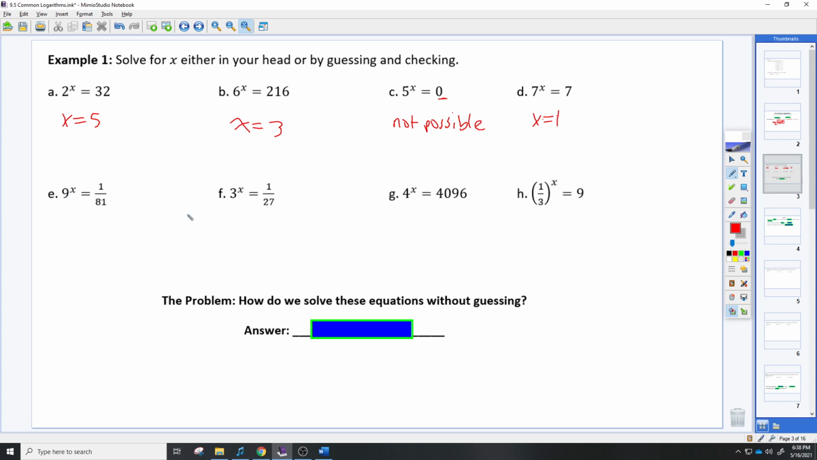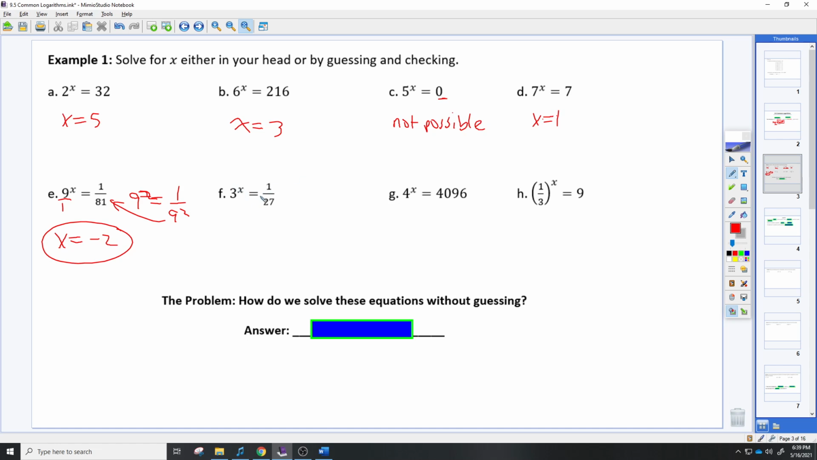Now we get to some more difficult ones. 9 to what power gives you 1 over 81? Well, if you remember, to change a whole number to a fraction, where we flip it around, we want that to be a negative number. And then to get 81, that would have to be 9 squared. So if we had an x value of negative 2, that would make this 9 to the negative 2. You have to flip that over, make it 9 squared, and that's how you get 1 over 81. So that's the answer.